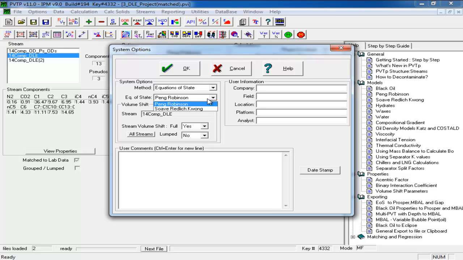However, Peng-Robinson is forced more than the Redlich-Kwong equation to be able to simulate the liquid part, this part. So both of them are able to describe this part. However, Peng-Robinson is more reliable on this part because it's forced more.